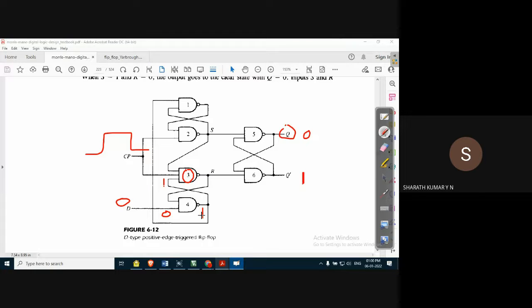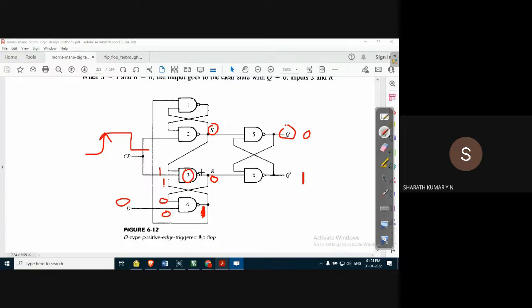This input is 1. If this output is 1, this output should be 0 because they're cross connected. This should be 0. That means this is 0. This will make sure that this output is 1. No problem. But now the output of gate 3 depends on the other two inputs: one is the clock pulse, the other is the output of this. Observe this. Clock, let us say it is going from 0 to 1, for example. It's an edge, basically. So this also we can assume as 1.